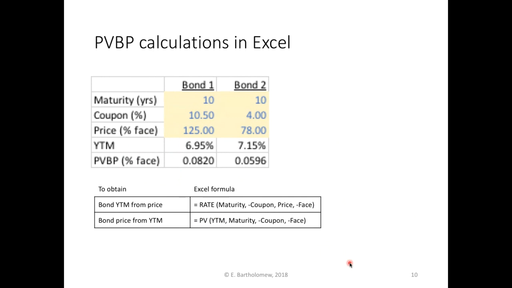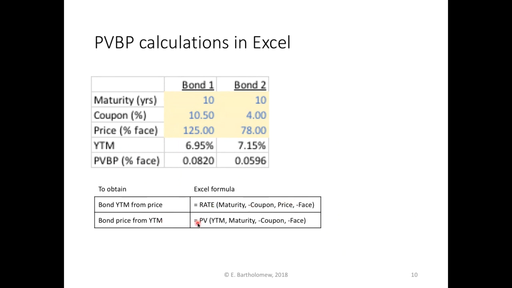Now, you can also do this quite easily in Excel. So this is how that would work. I would just remind you of 2 functions that you're going to use. The rate function, which is doing essentially what the I/Y key was doing on your calculator. And that takes as inputs the maturity, the coupon, the price, and the face. And you've got to be very careful here about the sign. So you'd put negative in front of coupon and negative in face and positive for price. Or you could do the reverse. That would work as well.